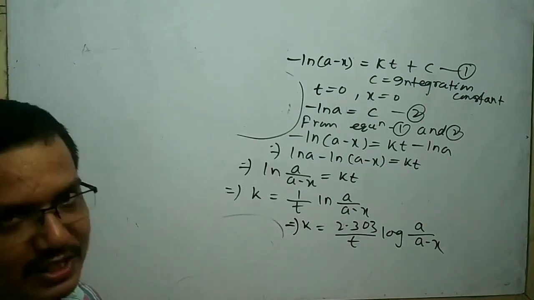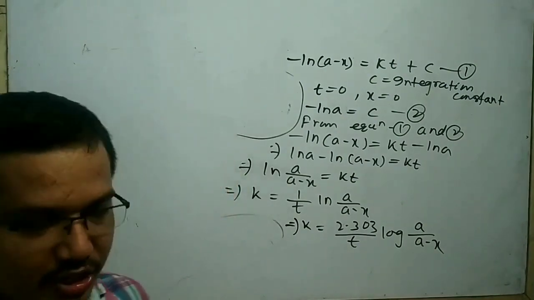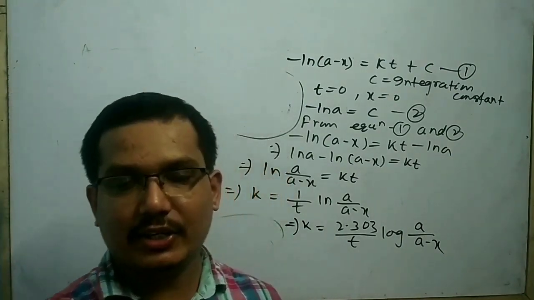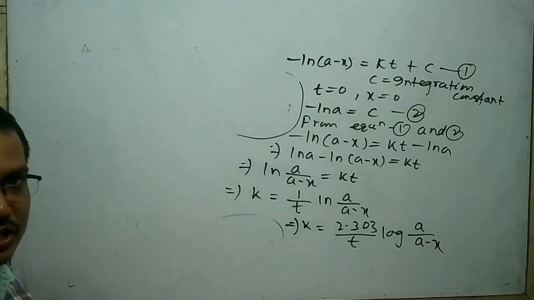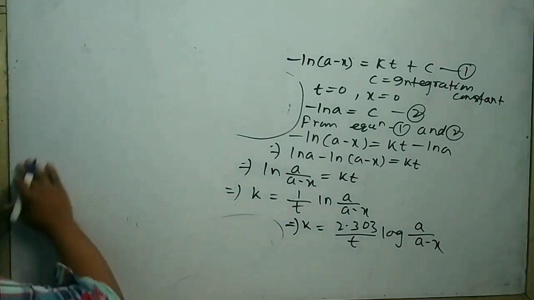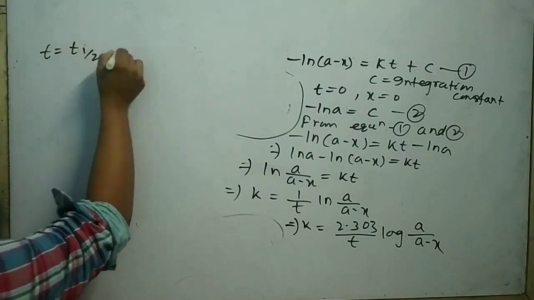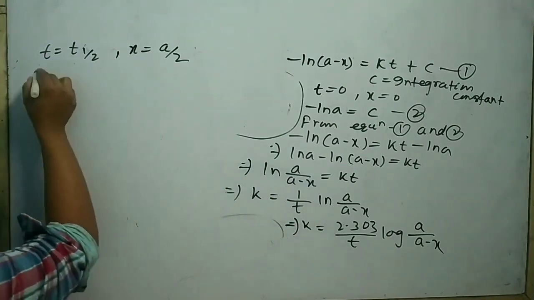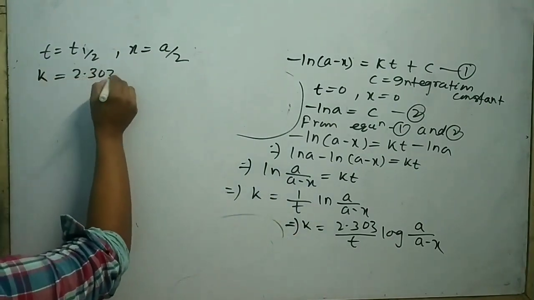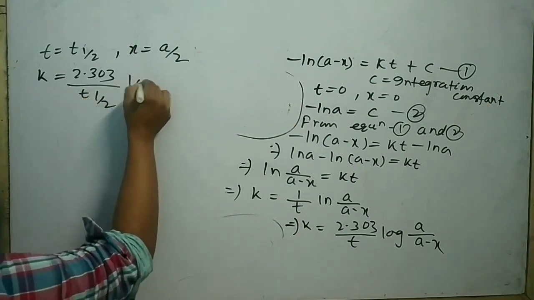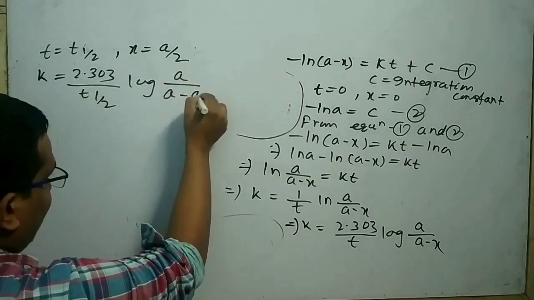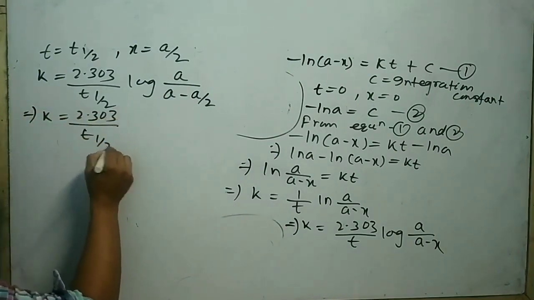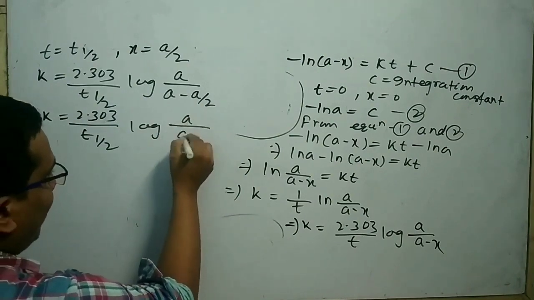Now I will derive an expression for the half-life period for the first order reaction. Half-life period is the time in which the reactant is reduced to half of the initial concentration. According to the definition, T is equal to T half, X is equal to A by 2. Now put this value in this equation, then I can write K equal to 2.303 divided by T half log of A by (A minus A by 2). It implies that K equal to 2.303 divided by T half log of A by (A by 2).